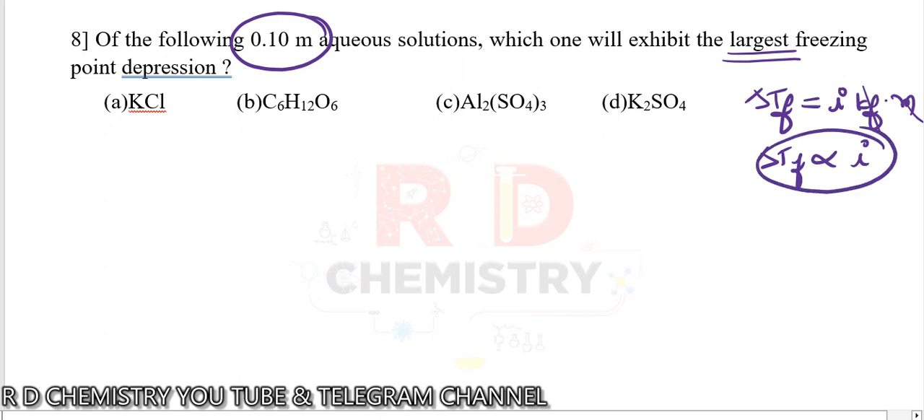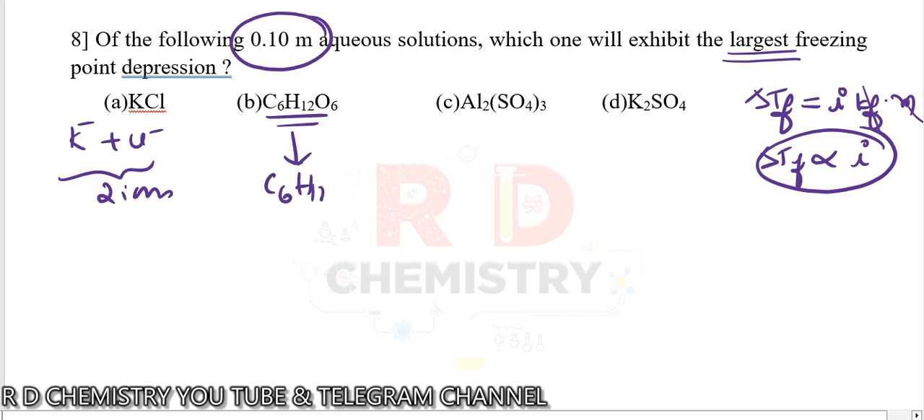So we'll calculate the number of particles in each and every case. More the number of particles, more is the depression of the freezing point. So potassium chloride, the number of ions is 2 ions. This is glucose. Glucose will not dissociate. It will remain as C6H12O6, dissolved in water because of hydrogen bonding, not because of dissociation.